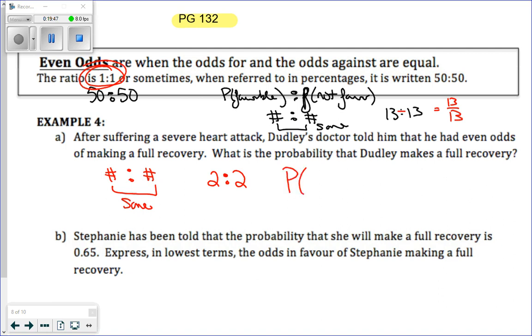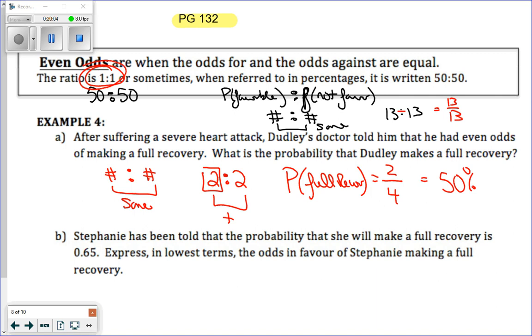So then the probability of a full recovery is 2 over the total. Or in other words, he's got a 50% chance of recovery. Now think about that. The formula matches this idea of 50-50 odds, right? A 50-50 odds is considered an even odds. 50-50 odds means 50%. Why? Because you're going to go 50 over 100. Well, 50 over 100 is a half. Okay.